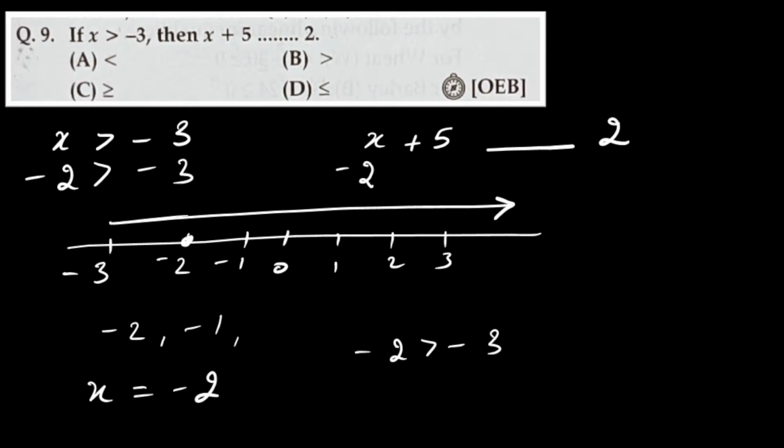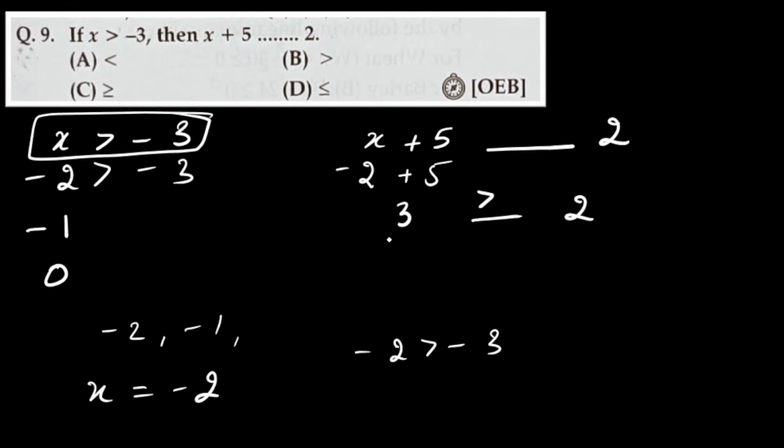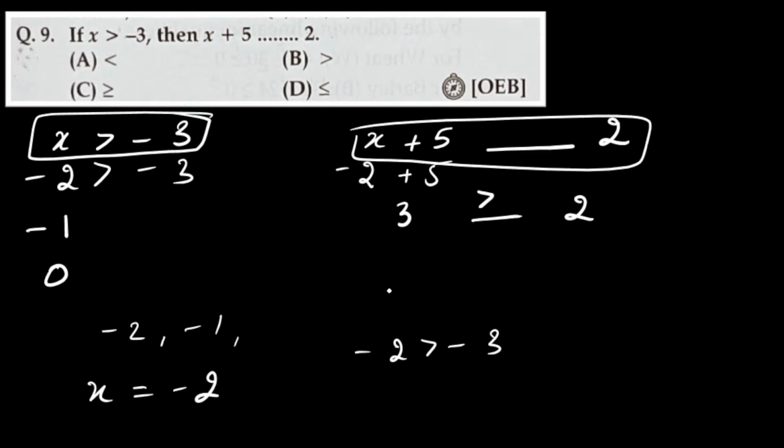So if I write here -2 plus 5 in this blank, if I am substituting the x value as -2, I will get the answer as 3. So here we know 3 is greater than 2. You can consider any other value of x also. If you consider minus 1 also, if you consider 0 also. As per this, when x is greater than minus 3, if you are substituting 1 in this, it will be 1 plus 5, which is 6. 6 is also greater than 2.